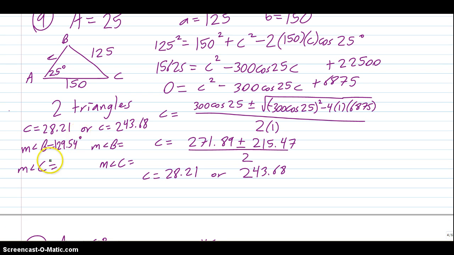degrees. And then if I want the measure of angle C, well, I know the angles in a triangle have to add up to 180, so take 180 minus 129.54 minus the 25 we already know about, and that makes angle C 25.46. All right, so that's one of the possible triangles.